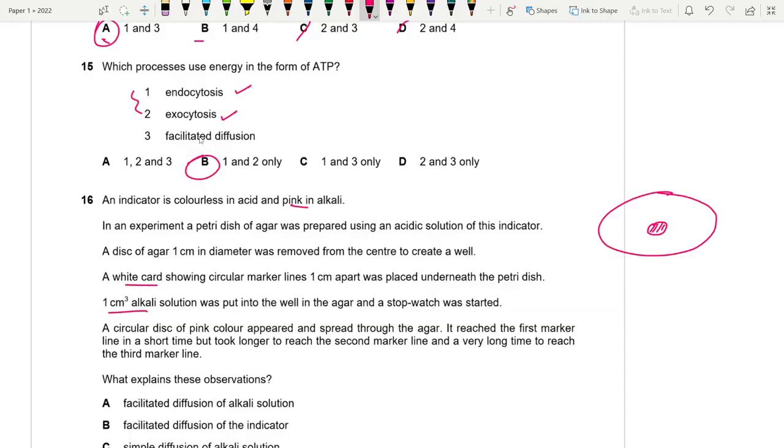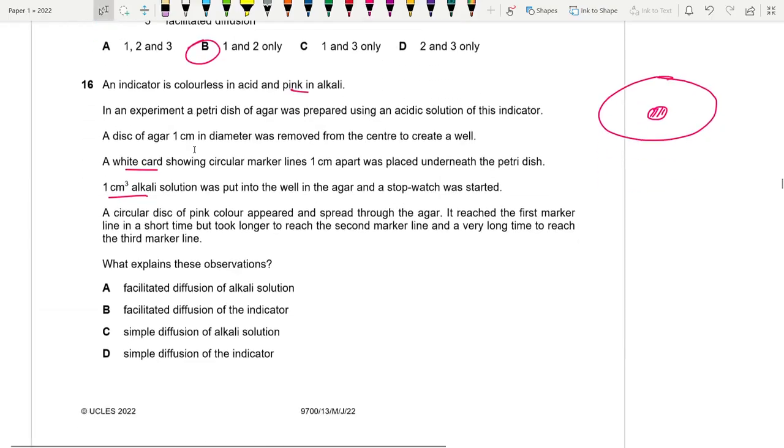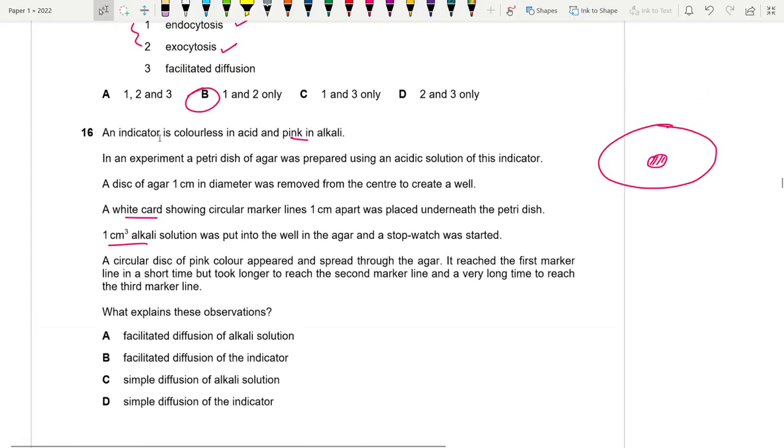A circular disc of pink color appeared and spread through the agar. It reached the first marker line in a short time but took longer to reach the second marker line, and a very long time to reach the third marker line. What explains these observations?